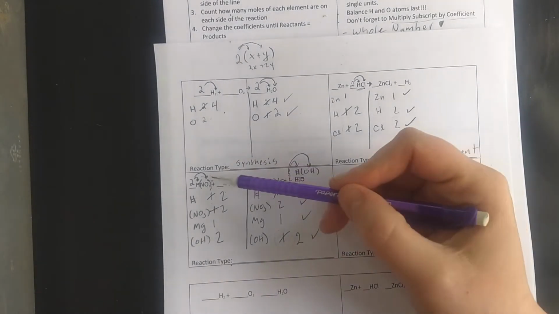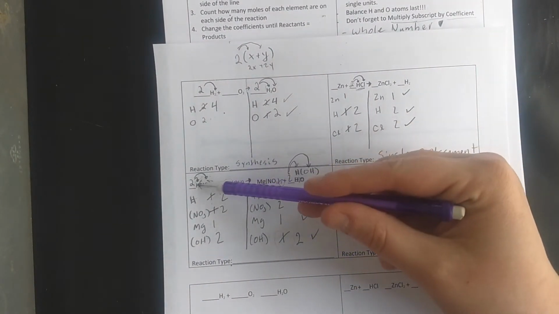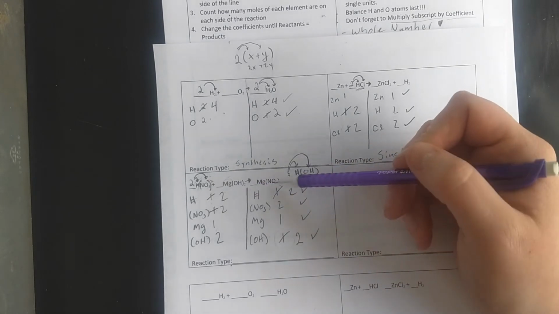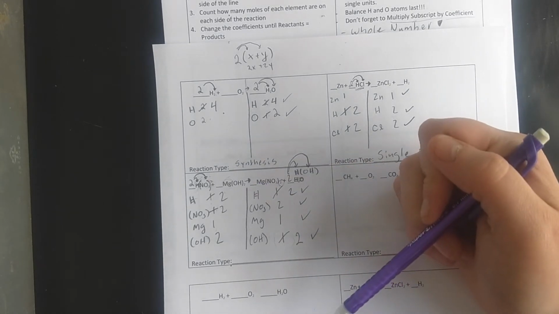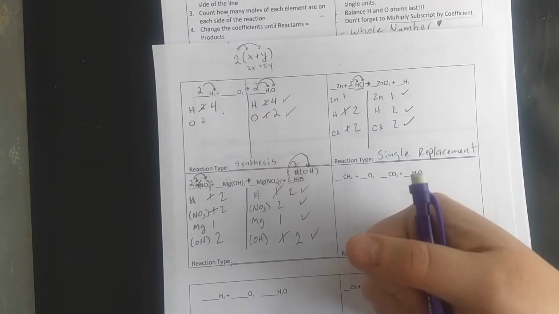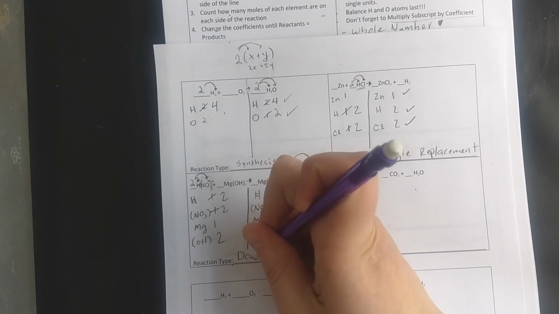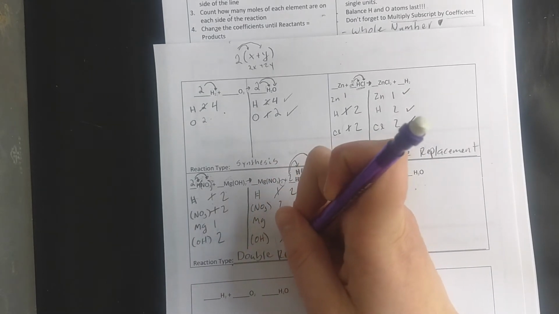Now we forgot to do the type of reaction. So here, if we look, H and Mg are switching partners. To start, H is with NO3, and then at the end, it's going to be with Mg. Or Mg is going to be with NO3. And H is going to end up with OH. So if there are 2 compounds swapping partners, this is going to be double replacement.